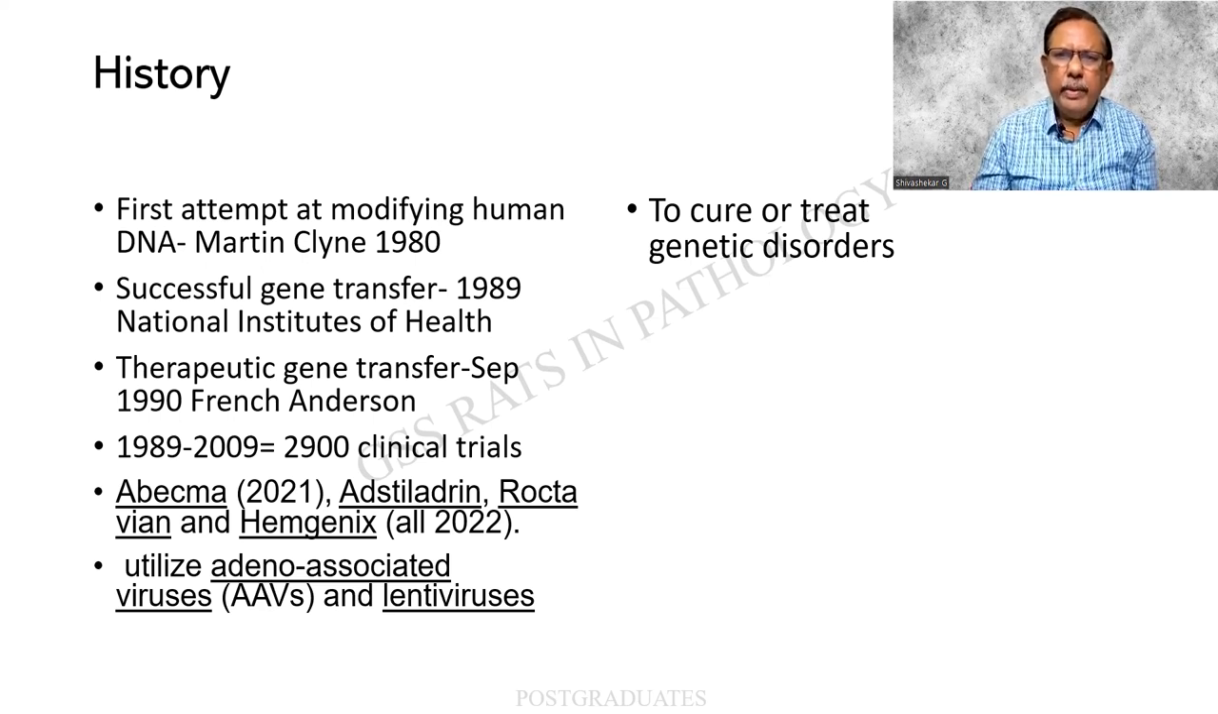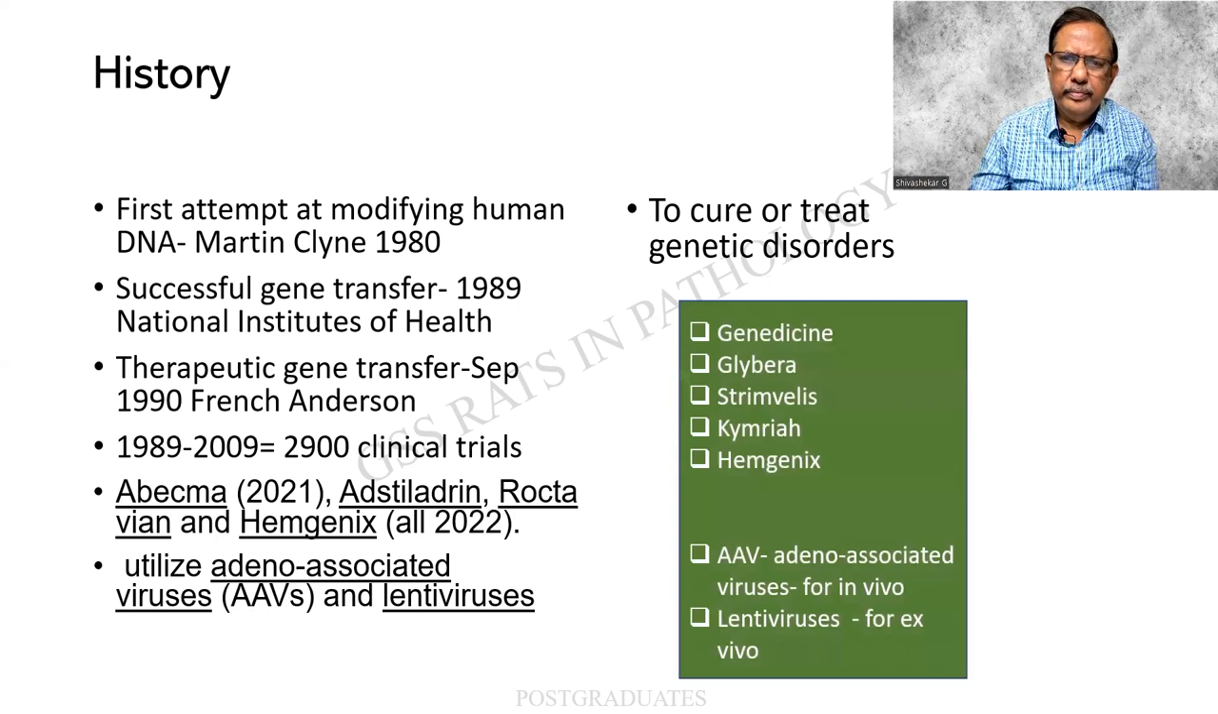After all, what is the purpose of all this? To cure or to treat genetic disorders. And in the process, various trade names have been given to the various products that have been used across many a disease. For the time being, we shall be remembering these two: adeno-associated viruses and lentivirus. One is for in vivo, another is for ex vivo. What are these two? We shall be seeing.